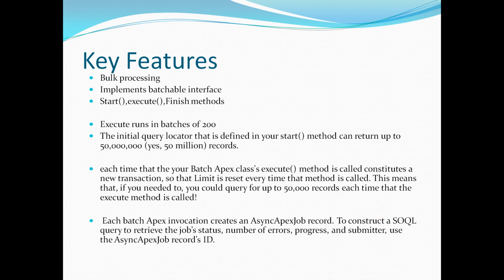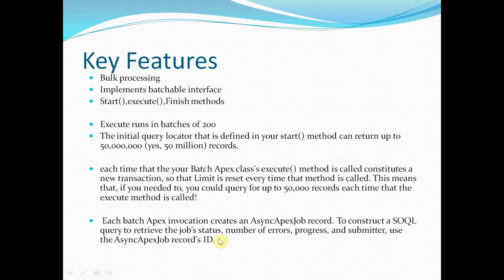It basically executes in batches of 200. The initial query locator that is defined in your start method can return up to 50 million records. Each time your batch Apex class execute is called, it constitutes a new transaction. So the governor limit is reset, and this means that you can query up to 50,000 records each time the execute method is called.